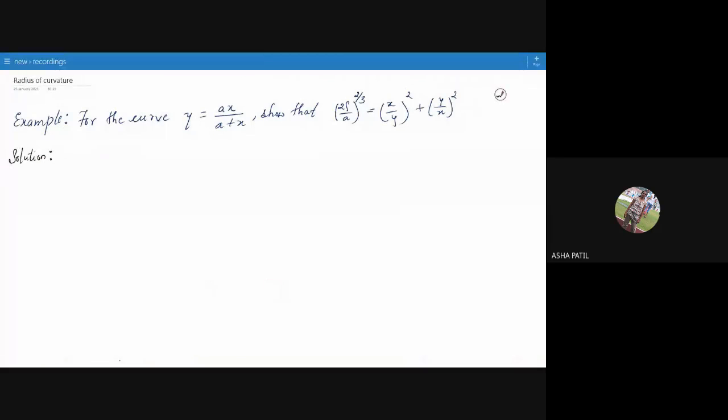Hello students, in this video let us learn few examples on radius of curvature. So let us consider this example. For the curve y = ax/(a + x), show that (2ρ/a)^(2/3) = (x/y)² + (y/x)². So let us consider the curve y = ax divided by a + x.